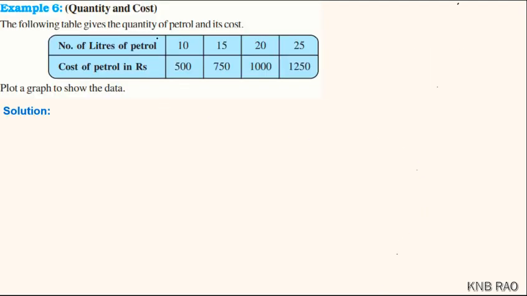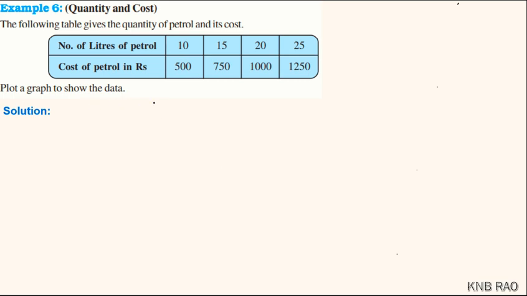The following gives the quantity of petrol and its cost. Number of liters of petrol and the cost of the petrol. 10 liters 500 rupees, 15 liters 750 rupees, 20 liters 1000 rupees, 25 liters 1250. Whereas it is maybe somewhere in the year 2006. Anyway, the cost of petrol has increased too, and definitely if you think of the present scenario, you will easily correlate after understanding this solution.